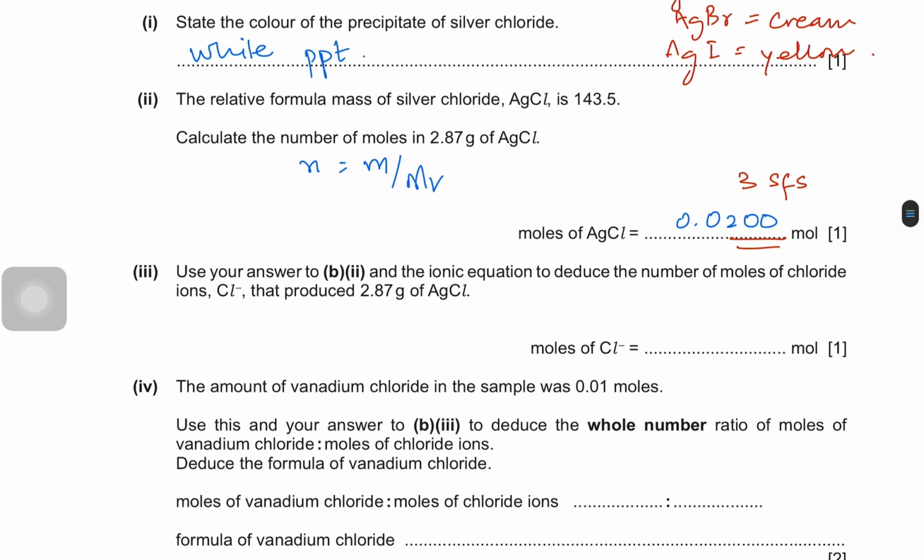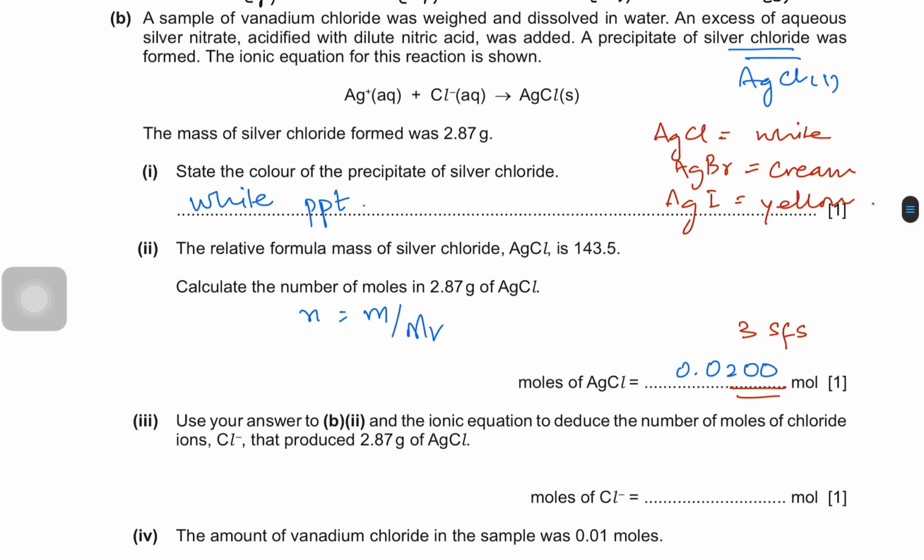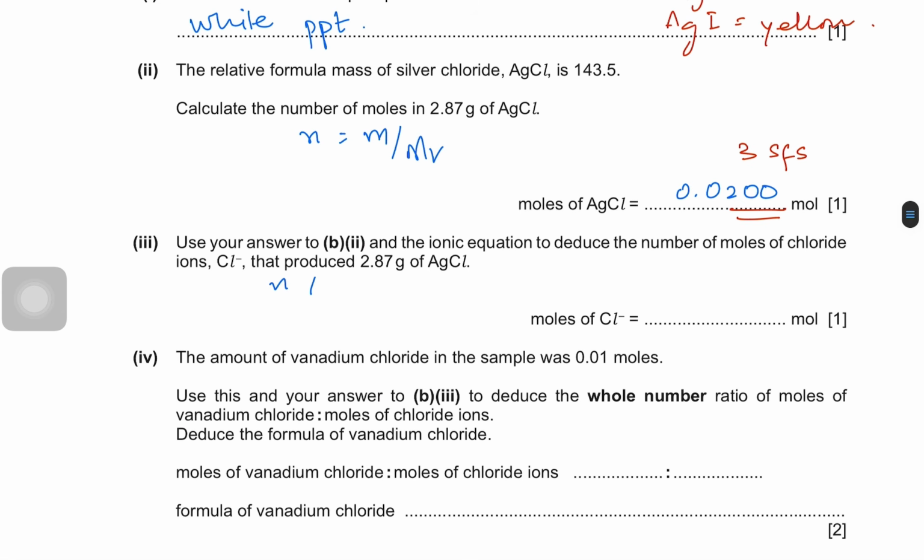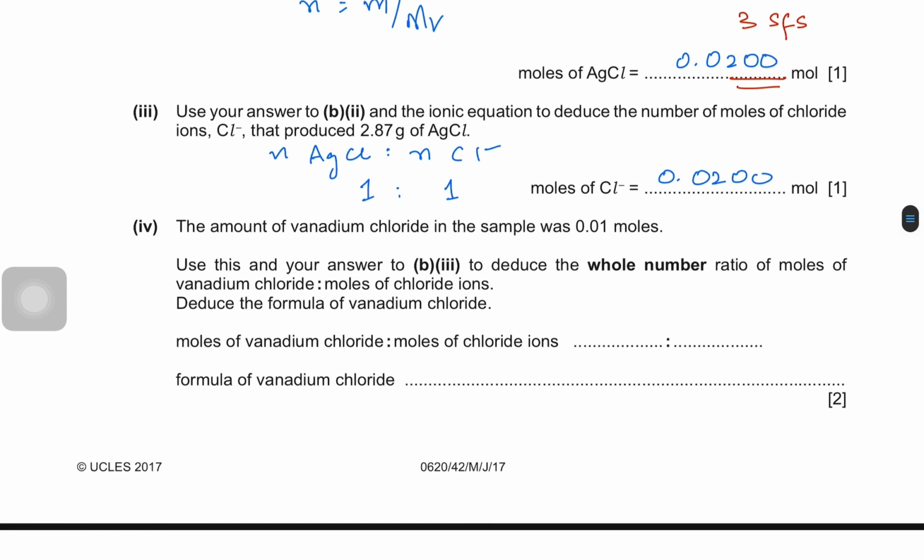Use your answer and the ionic equation to deduce the number of moles of chloride ions that produced 2.87 gram of silver chloride. You can see that silver chloride and chloride have a 1:1 ratio. So the number of moles of silver chloride and the number of moles of chloride ions are 1:1. So it should mean the same mole of chloride ions were there. The amount of vanadium chloride in the sample was 0.01 moles. Use this and your answer to B3 to deduce the whole number ratio of the moles of vanadium chloride to the moles of chloride ions.